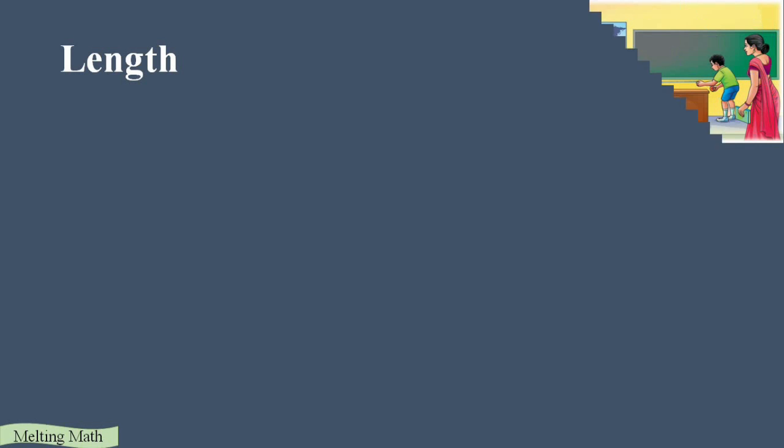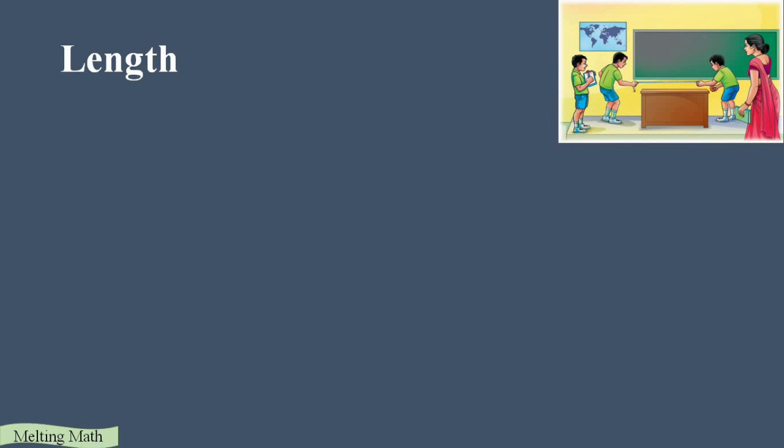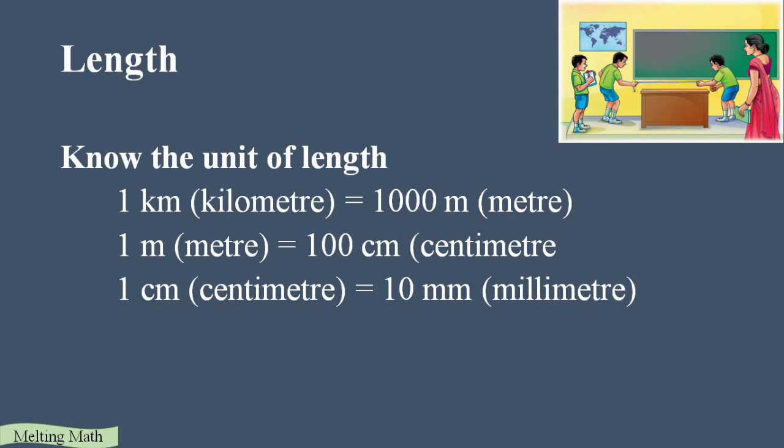Next, first we are going to see about length. What is length? Length is the distance between one end and the other desired end. In this book they have given this picture. In this, students are measuring the length of the table by using a measuring tape. In length, certain units are there. You have to know these units. These are standard units which are used all over the world.